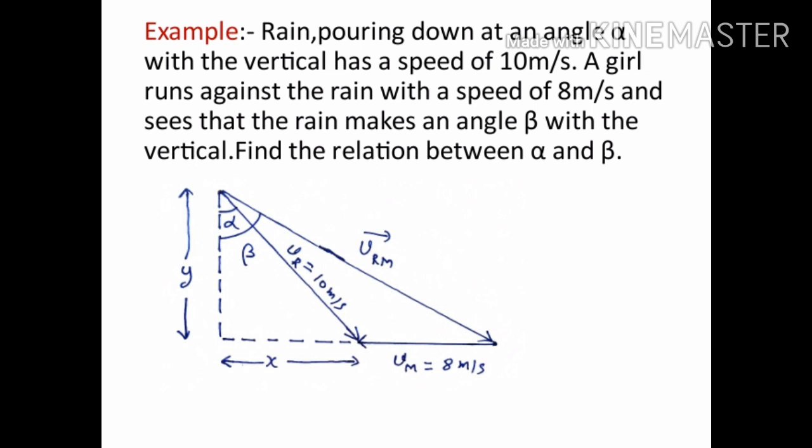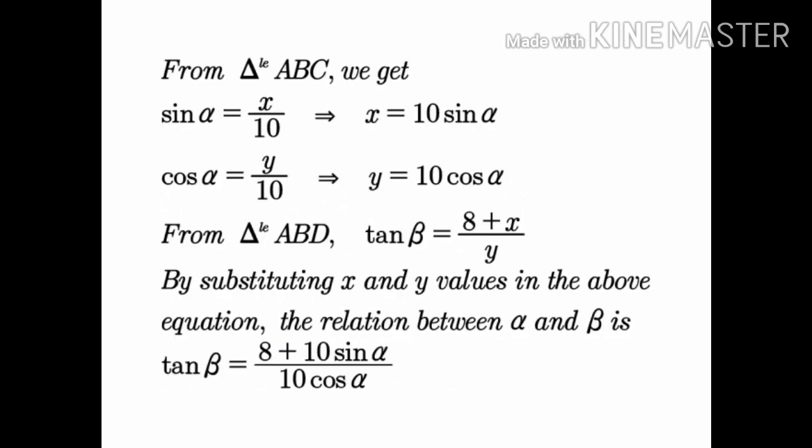Then first step, to find out x and y values, we are using the triangle ABC, and from that triangle ABC we can find out sin alpha. That sin alpha is equal to x by 10. That implies x is equal to 10 sin alpha, and cos alpha is equal to y by 10. That implies y is equal to 10 cos alpha.